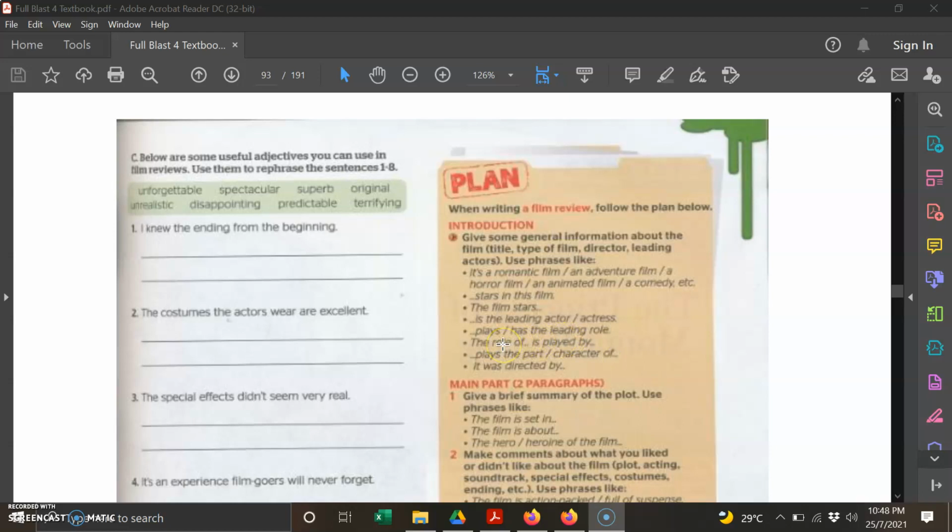Next example, the role of Hang Tuah is played by Nazim. Okay. Next one. Cik Iyah plays the part of Tun Teja. Okay. Lastly, it was directed by Piramli. Okay. Next one. Okay, we're done with the introduction or introductory paragraph. Next, we move on to the body paragraph.